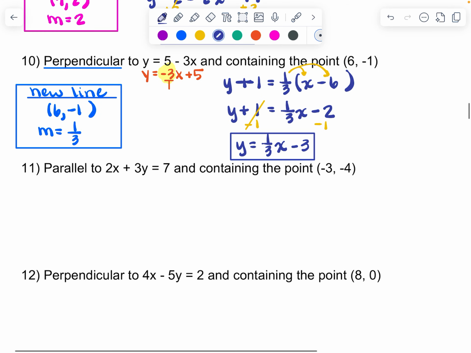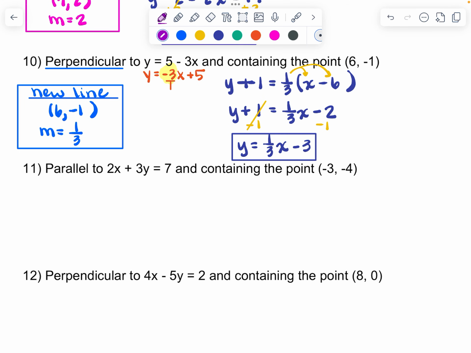Number 11. All right, so here we go. Parallel. So I'm going to go ahead and get my new line info box going on. So we're parallel to that line and going through the point (-3, -4). But I still need to go figure out what my slope is.